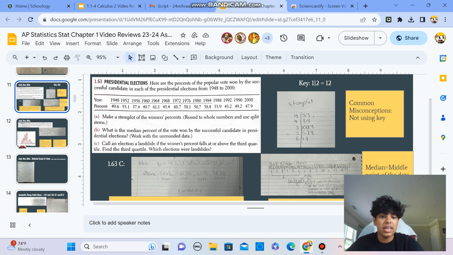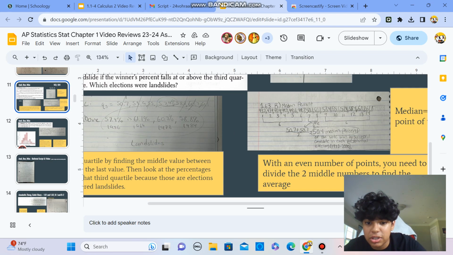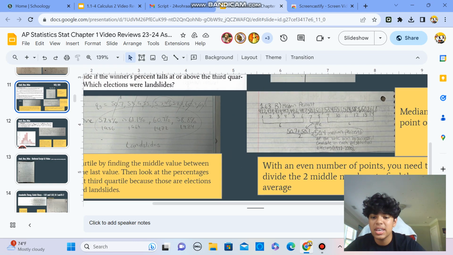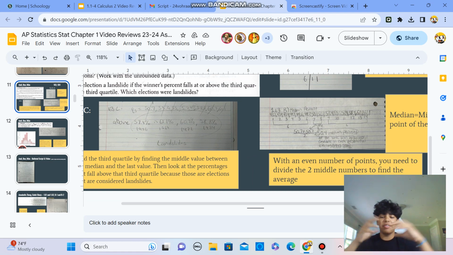Now, part B is, what is the median percent of the vote won by successful candidates in presidential elections? Now, I think median is pretty self-explanatory. Basically, it's just the middle. The one error you might encounter while doing it is that if there's an even amount of points, you might see two numbers in the middle instead of one, and a lot of people don't know what to do with that, which is okay, because I trip up sometimes too when I'm doing it.